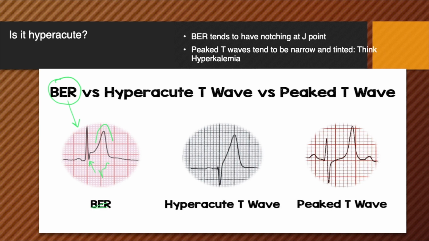Now, on the right-hand side, we have a tall, peaked, tented T wave, right? So you've got this tenting going on here, and this suggests hyperkalemia, whereas here you have a very wide and symmetrical T wave that isn't quite as pointed at the top as this T wave on the right. So this is more what a hyperacute T wave looks like compared to benign early repolarization and hyperkalemia.